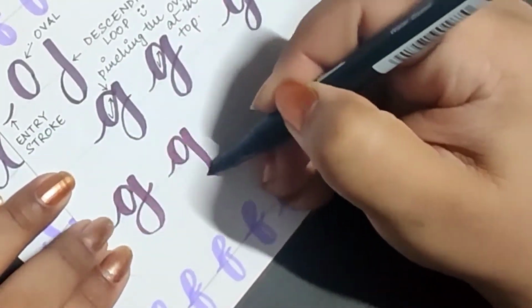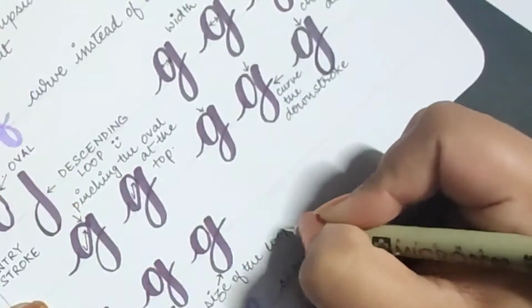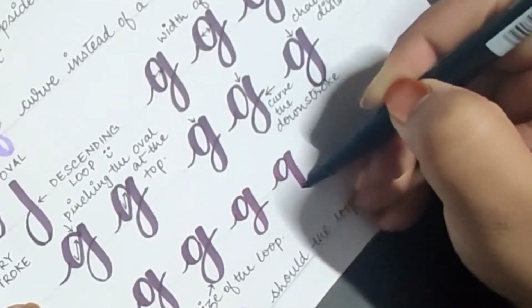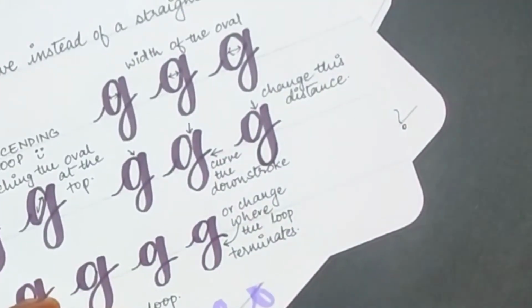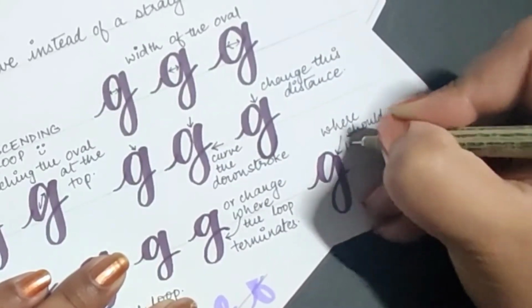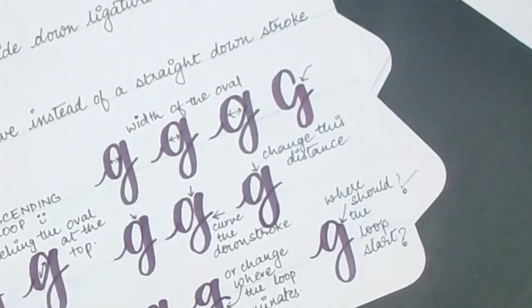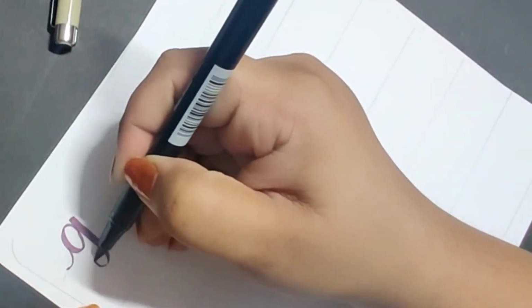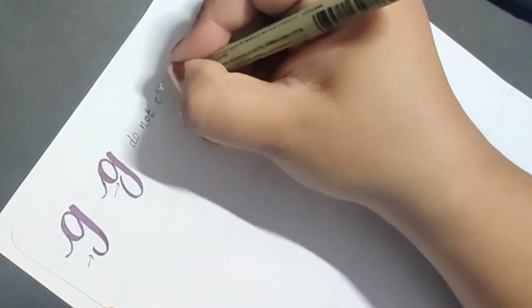The next variation involves a very simple change, that is, you either change the size of the loop or the point at which the loop terminates. This next variation can be created by changing the point from which we start our descending loop. And this last variation can be created by not closing our descending loop.